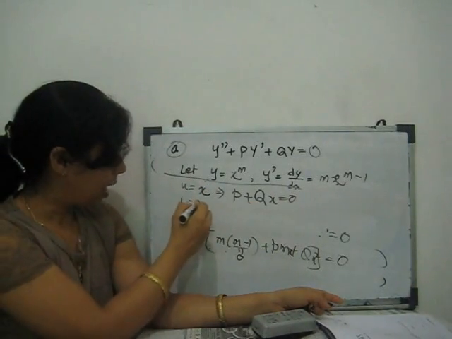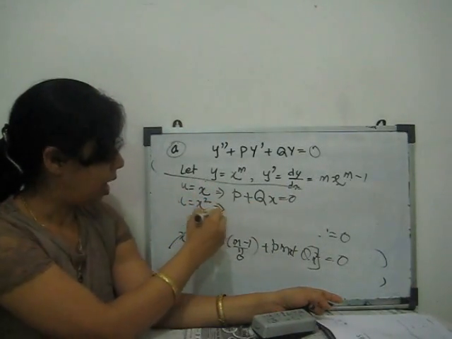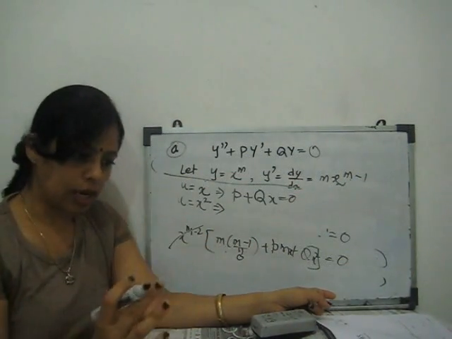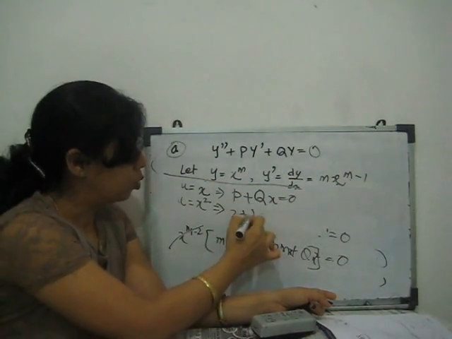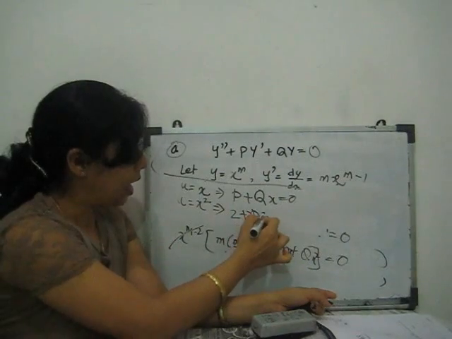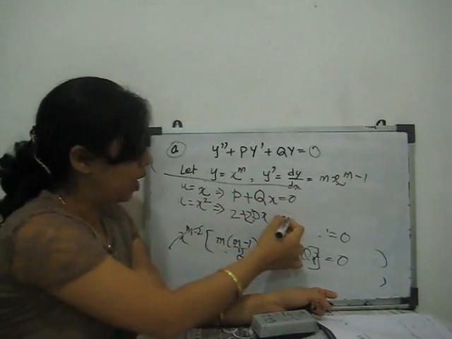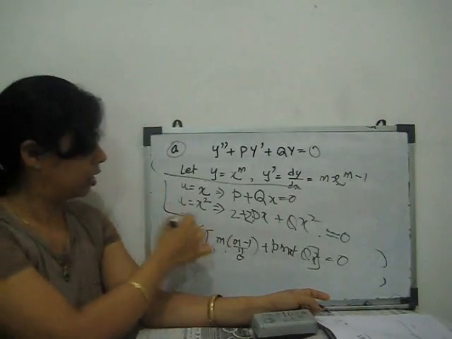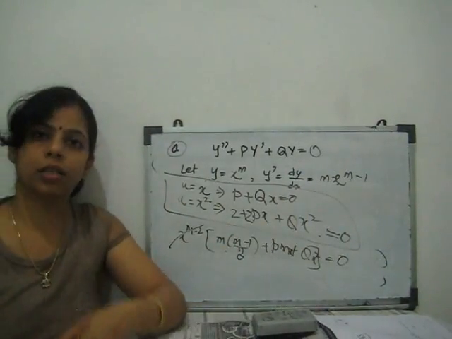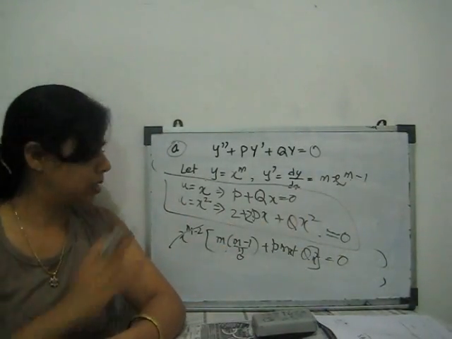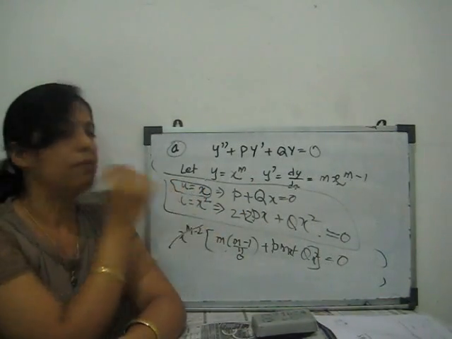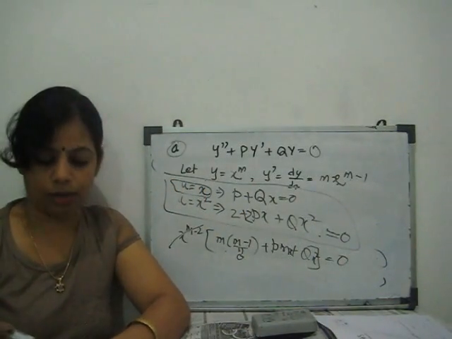Second is, if m is equal to 2, then 2 into 2 minus 1 is 2. So the condition is 2 plus 2 p x plus q x square is equal to 0. So these are another two important conditions that we see by inspection. If these equations are satisfied, we can say one part of the complementary function is this one only.